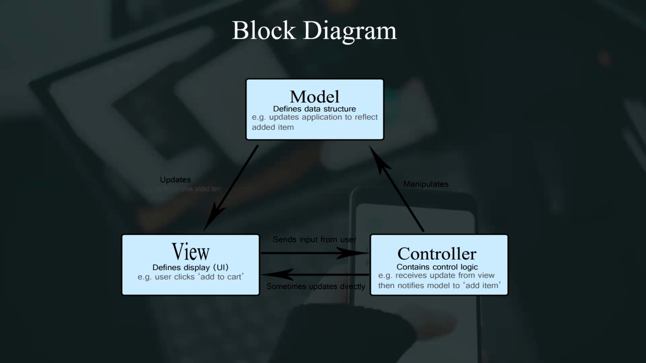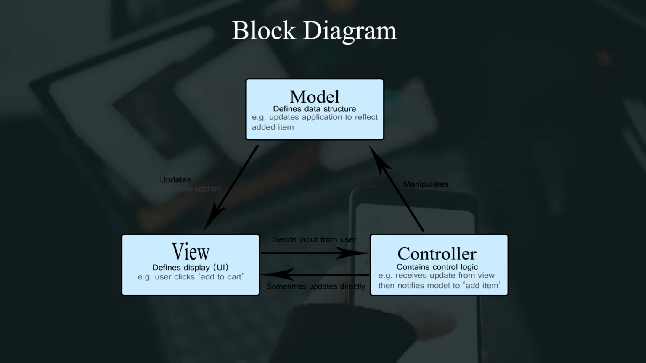Here we can see the model holds the application data. It is responsible for creating, reading, updating, and deleting the data. It contains the structure and tools needed to interact with the database or other data storage system. The controller sends the update to the model, and the model sends the data to the controller to be displayed.